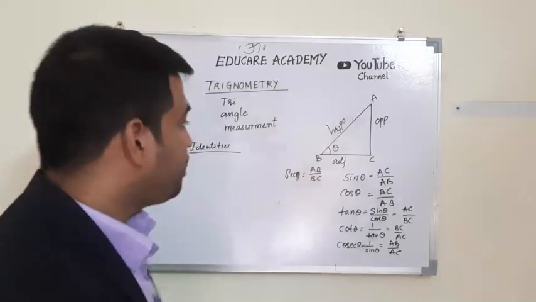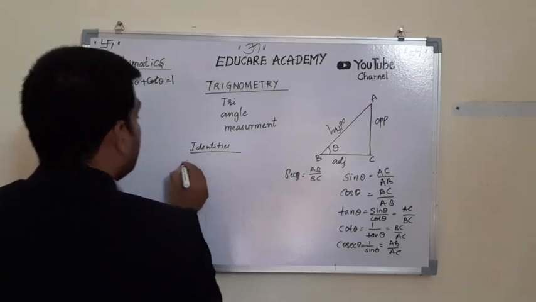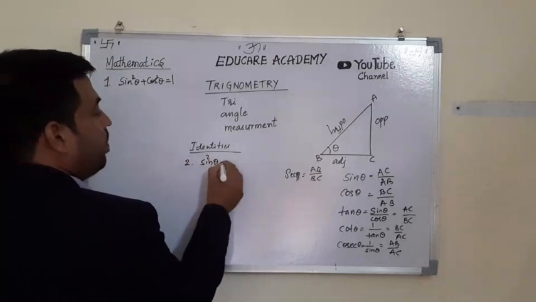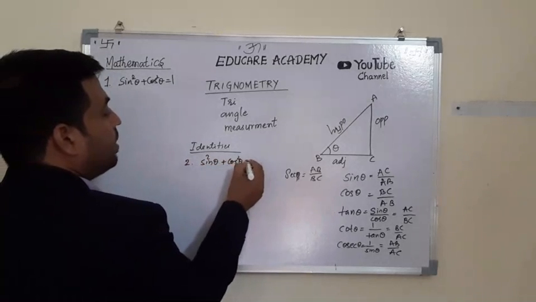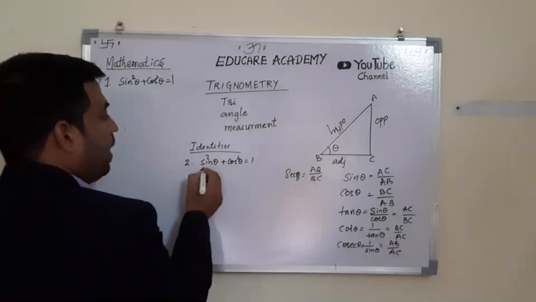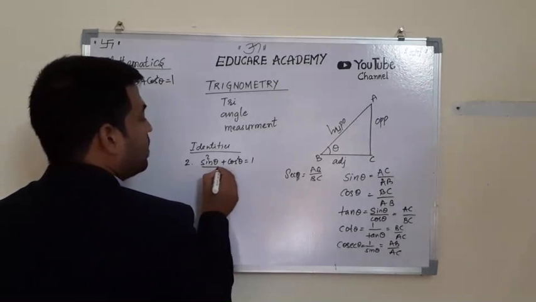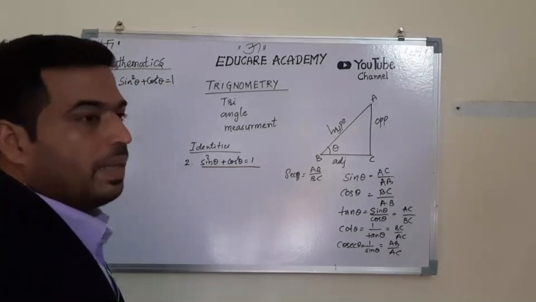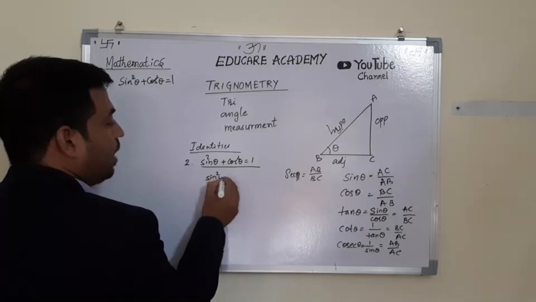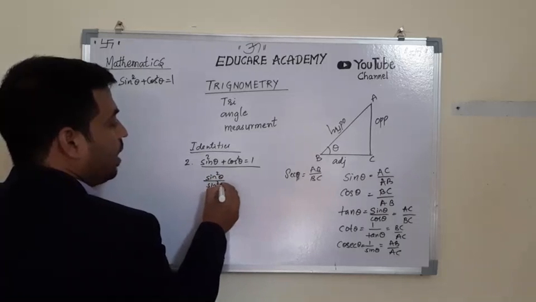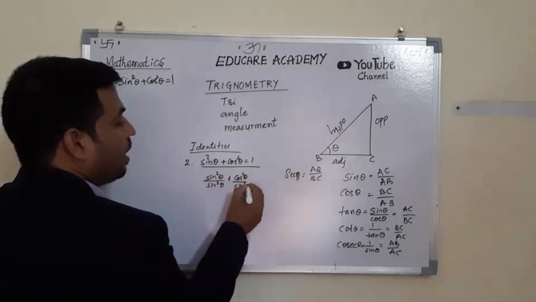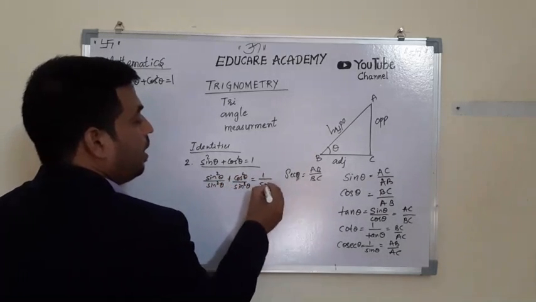And for the second one, we will take the same sin square theta plus cos square theta is equal to 1. Now I am going to divide this whole equation by sin square theta. So sin square theta divided by sin square theta plus cos square theta by sin square theta is equal to 1 by sin square theta.